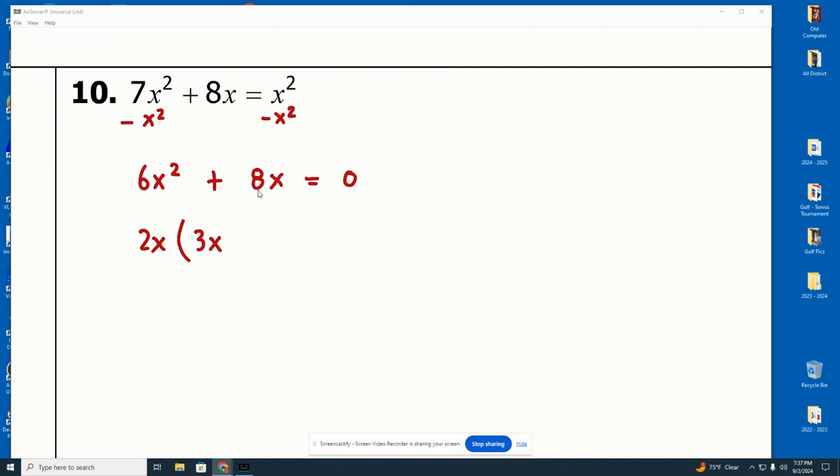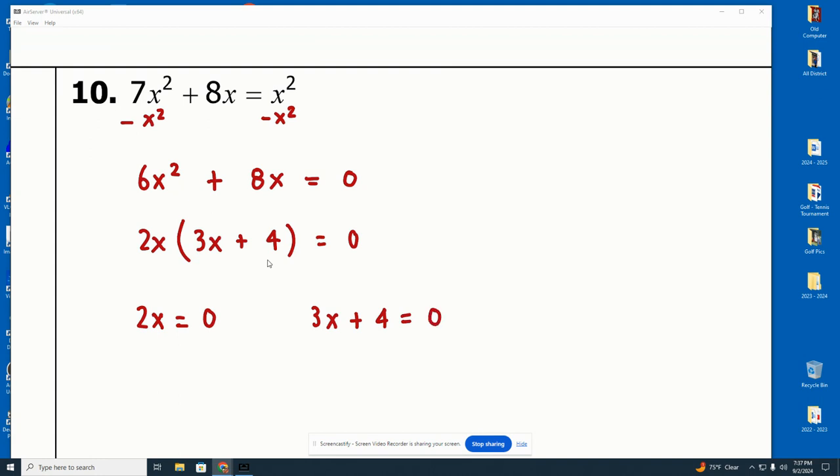Now we move along to this term. Positive 8 divided by 2 is plus 4. And then, of course, x divided by x will cancel. Now, if I take these two factors, so 2x, set it equal to 0, and 3x plus 4 and set it equal to 0, now I can solve and find my solutions.